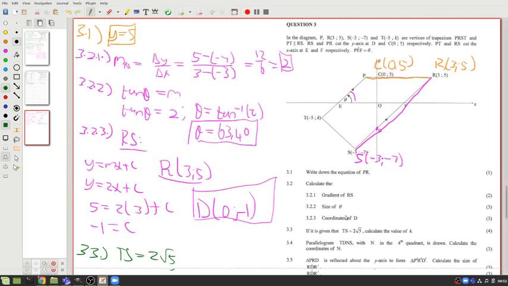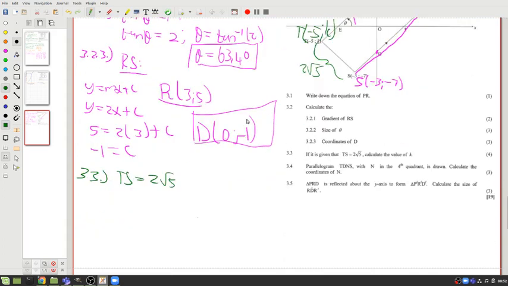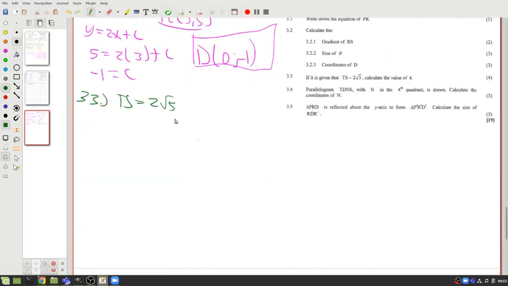Now, where is K? So this is the point T. So let me just write down T's coordinates. T is -5 and K. Okay, so -5 the x value, K is the y value of T. So this distance TS, they told us that distance is 2 root 5. Okay, so we're going to use our distance formula. Now the distance formula just comes from the Pythagorean theorem.